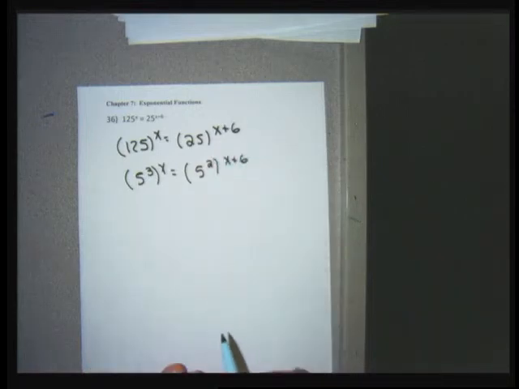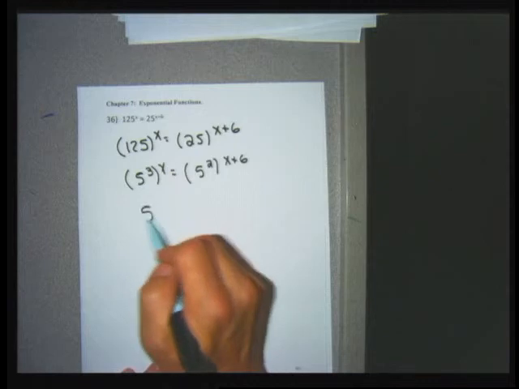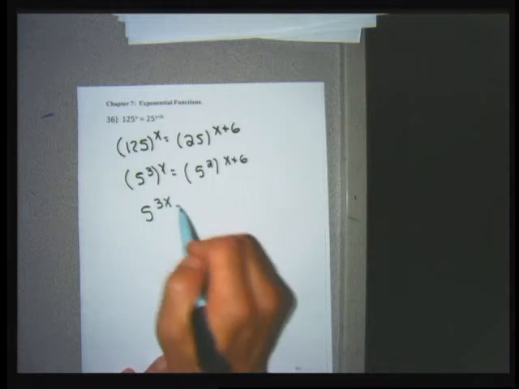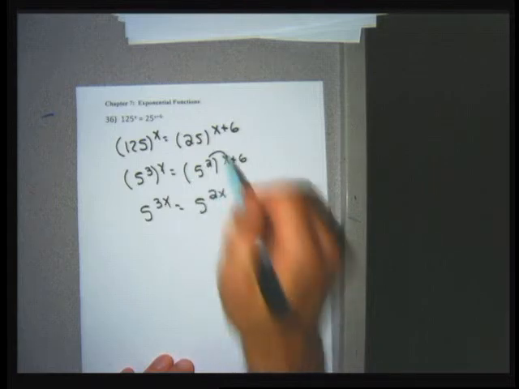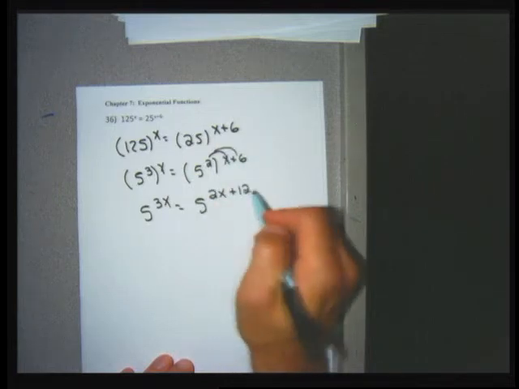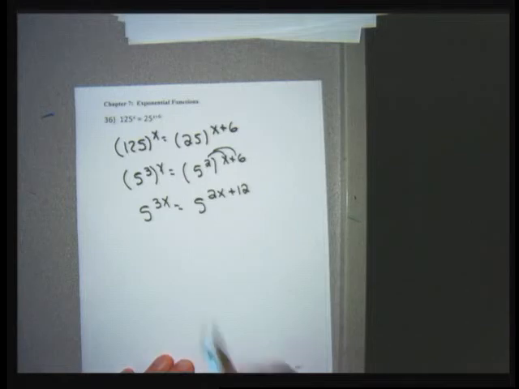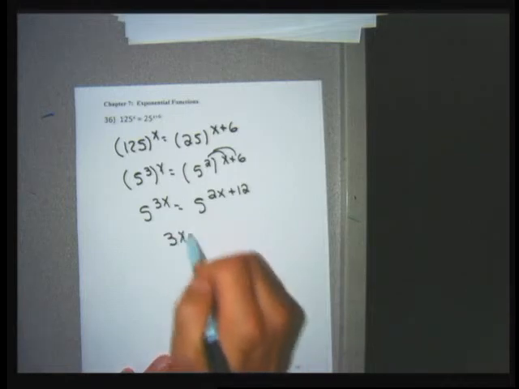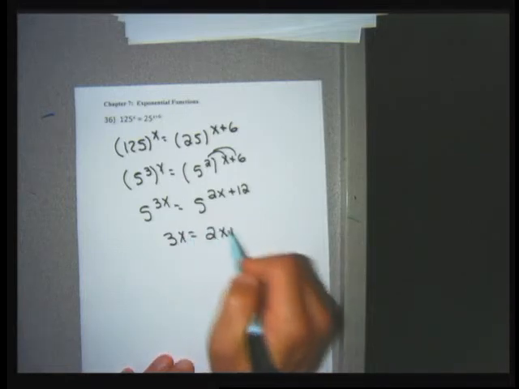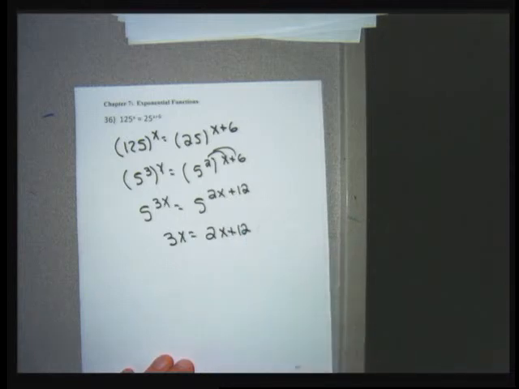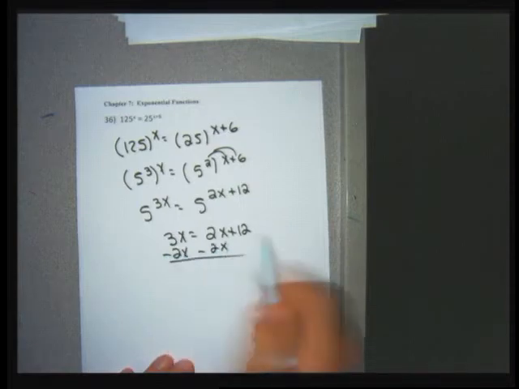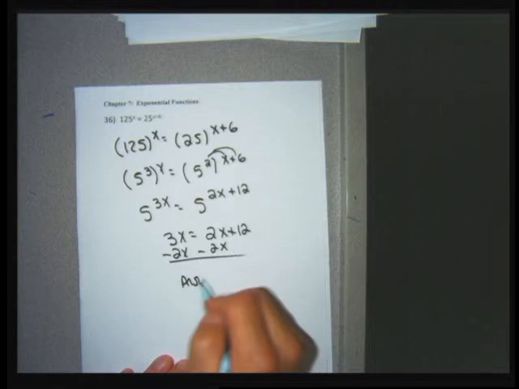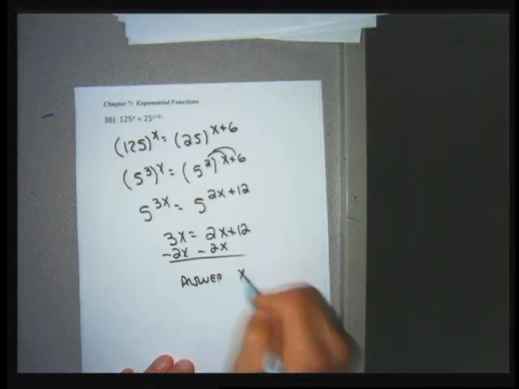Now I'm going to multiply the exponents and drop the parentheses. On the left side, you're going to get a 3x. On the right side, the exponent's going to be 2 times x and 2 times 6, which is 2x plus 12. Now I'm going to go 3x equals 2x plus 12 because I have both sides written with the same base, so I can set the exponents equal to each other. Now minus 2x minus 2x, and that gives me an answer already of x equal to 12.